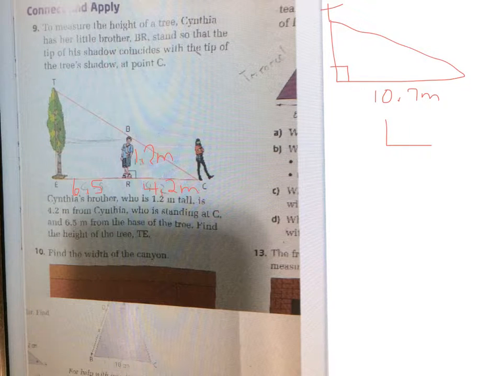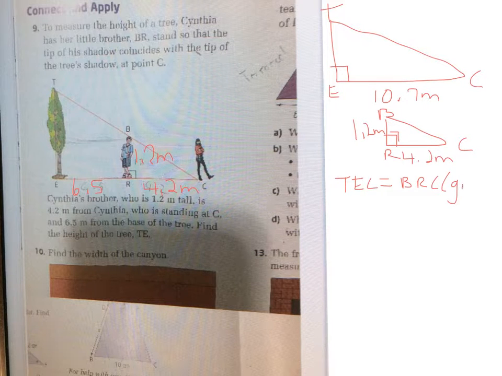And then the triangle that her brother makes is smaller. It's 4.2 meters, and he's 1.2 meters tall. So the first thing you need to do is label these triangles. I think they started you off TEC, and this one's BRC. And you first have to show that these two triangles are similar. So you're going to do your angle TEC equals angle BRC, and that's given because they're both right angles and so on. You're going to get angle similarity when you're done.